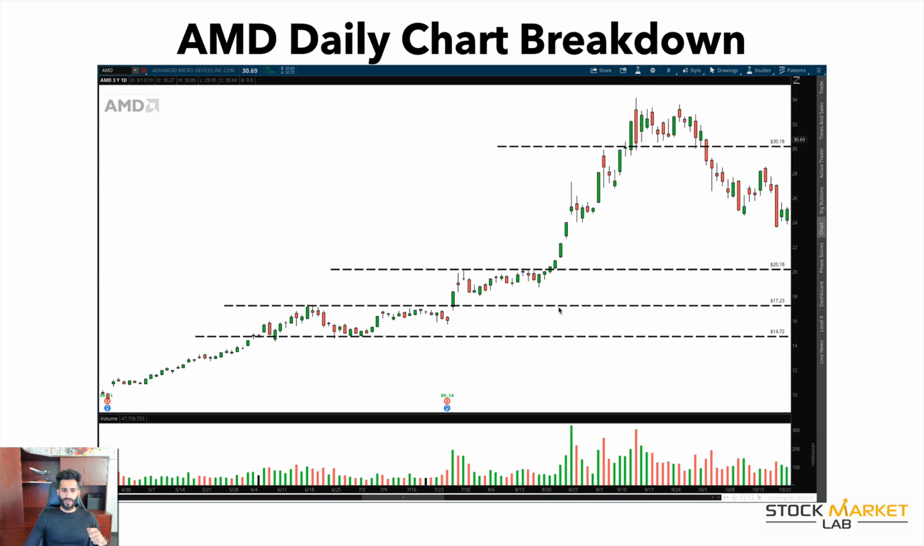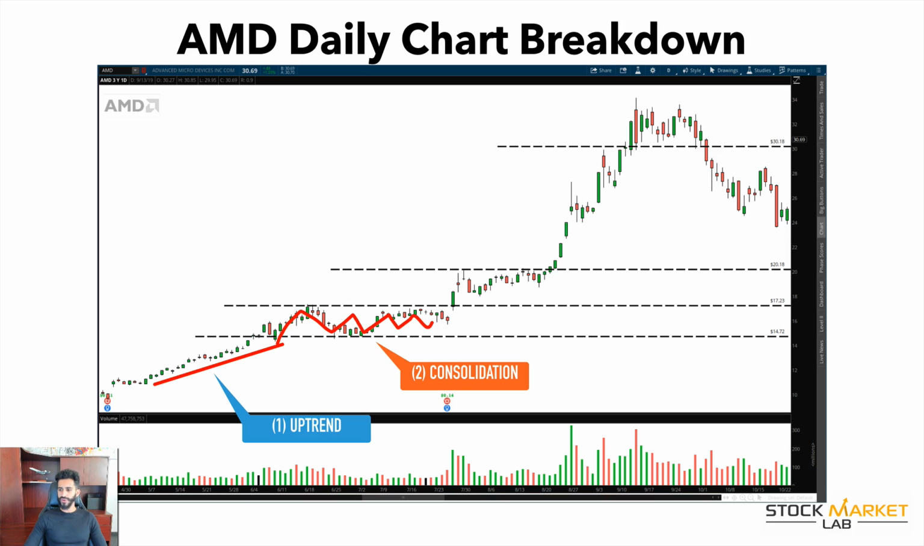Let's break this chart down. We have a nice healthy uptrend from stock AMD. You guys see, nice healthy uptrend, right? Consolidation phase right after the uptrend. Stock goes in an uptrend, consolidates, takes a nice break.